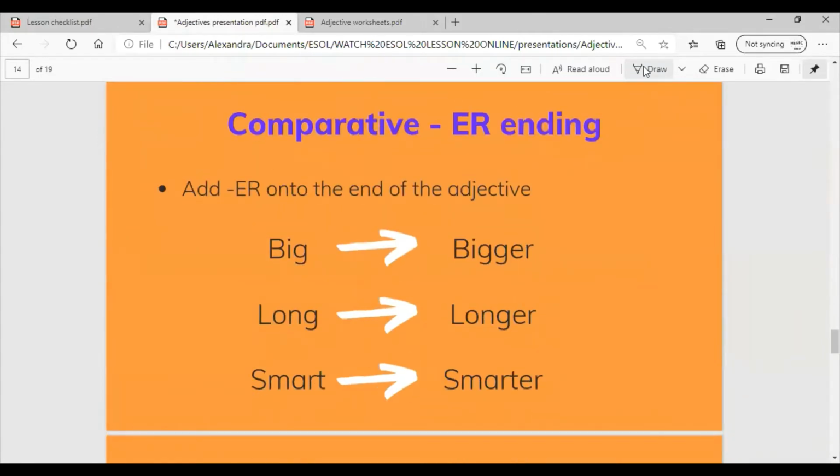Okay, now we're going to look at different types of adjectives. You can get comparative and superlative. So we'll first look at the comparative with the ER ending. So really easy way to identify a comparative adjective. Just look for the ER on the sentence, or you could even add it to one of these root word adjectives. So we have big, long, and smart. So to make these comparative adjectives, we add the ER onto the end of the word.